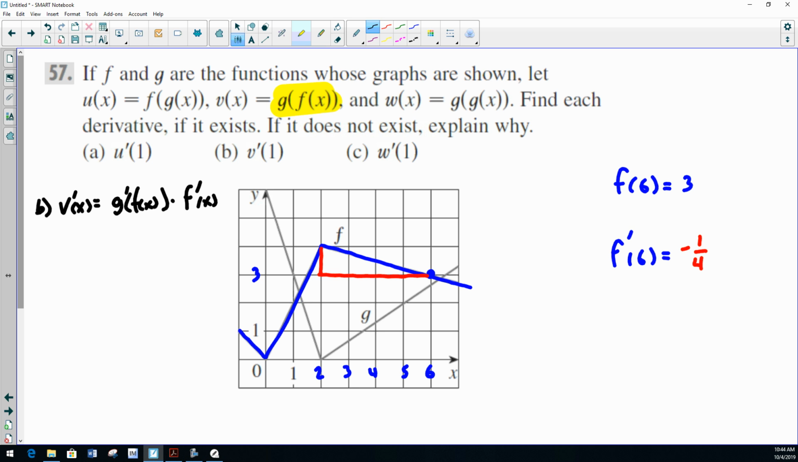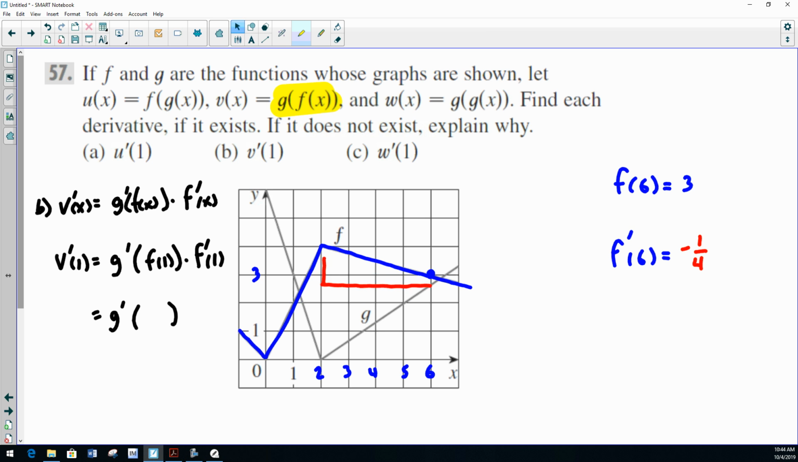Okay, so at 1, f of 1 is 2, so this guy is going to become a 2. F prime of 1 is the slope. And you can see it's over 1 up to 2. And lastly, this purple box, G prime of 2. We talked about it yesterday. What's the derivative at a corner?